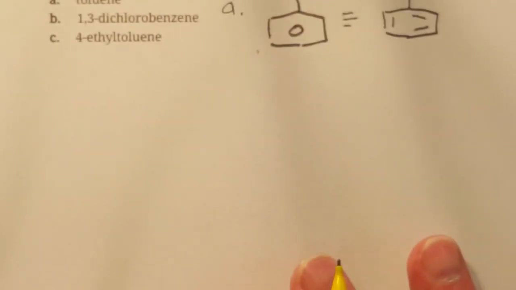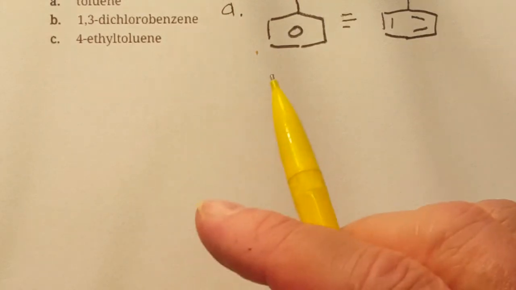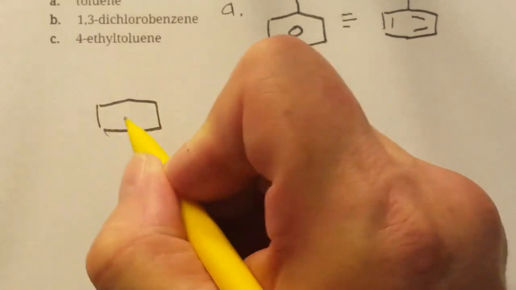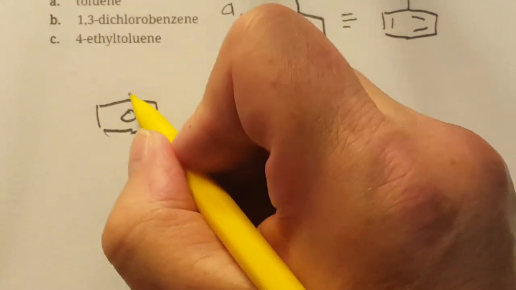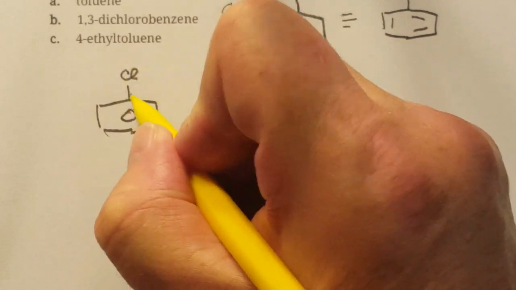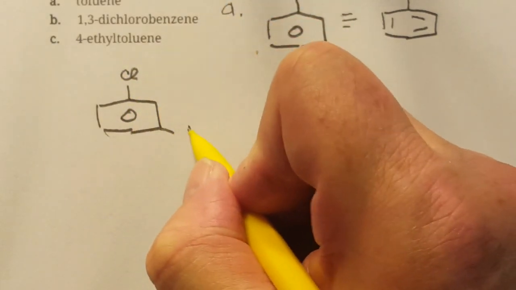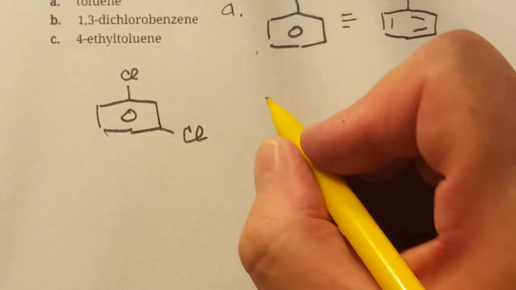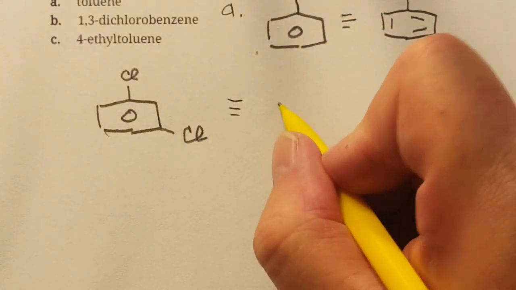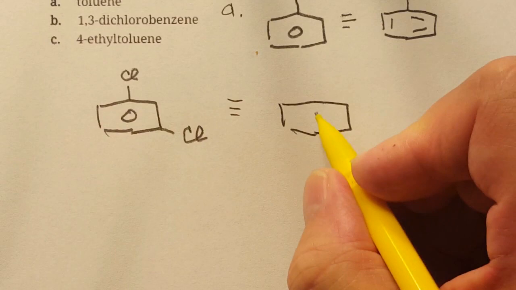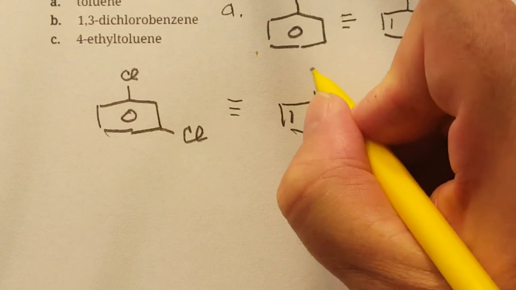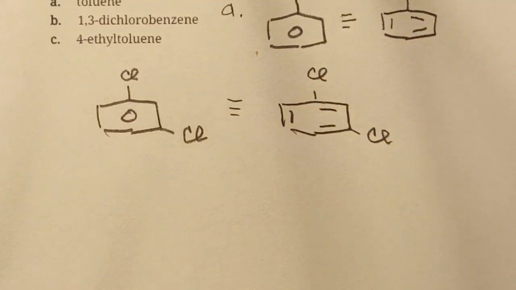Let's talk about 1,3-dichlorobenzene. This is not a special benzene, so it's referred to as benzene, so you draw the benzene. There are 2 chloro groups. Let's put one there, carbon 1. 1, 2, 3. Put one there, carbon 3. So this is 1,3-dichlorobenzene. And this is equivalent to 3 alternating double bonds, chloro there and a chloro there.